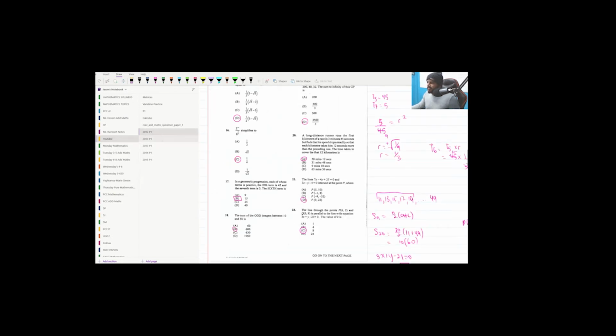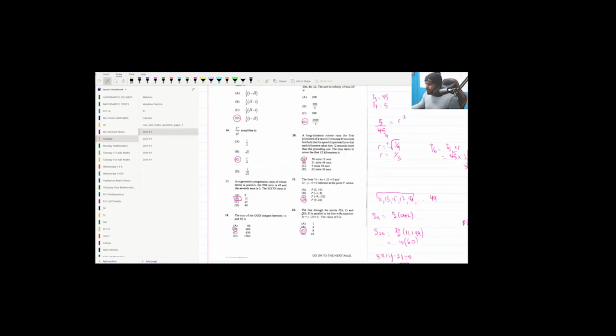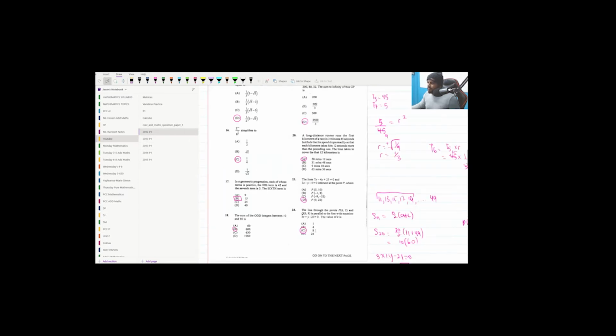Here it was. K, 2 and 6, 8 is parallel to the line with equation 3x plus y minus 21. The value of k was 8.